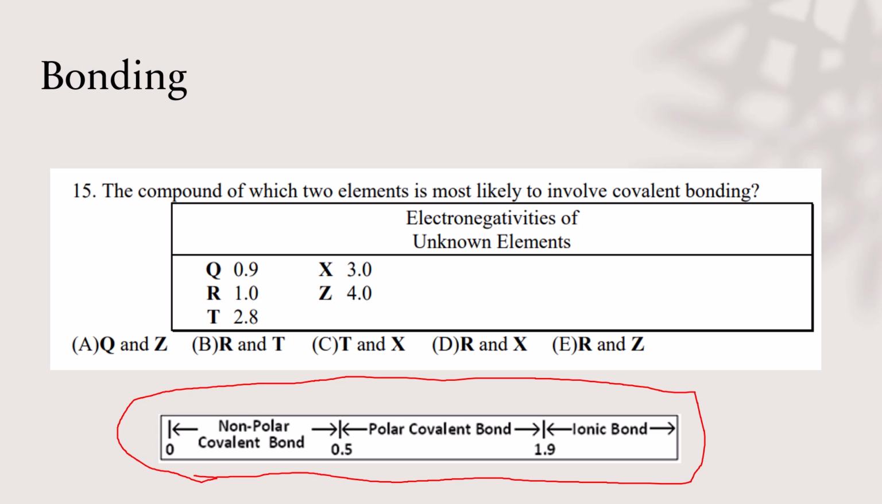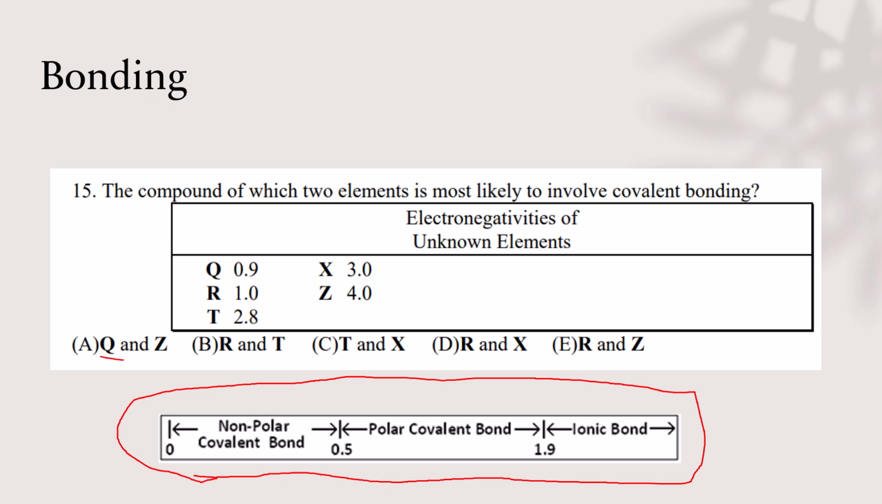All right, so number 15, the compound of which two elements is most likely to involve covalent bonding. So very similar as before, right? But this time, what they're giving you is the electronegativities of each of those elements. So the correct answer is going to be whichever two have the closest electronegativity, the closest to each other, so the least difference. All right, so let's look at the choices.